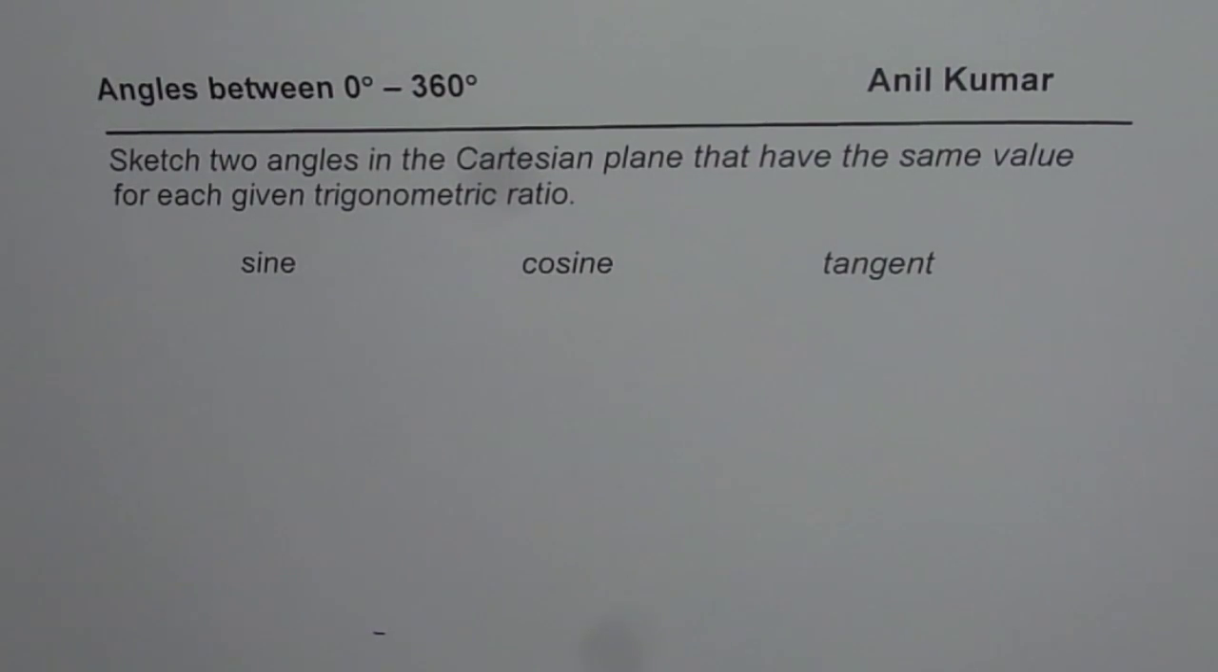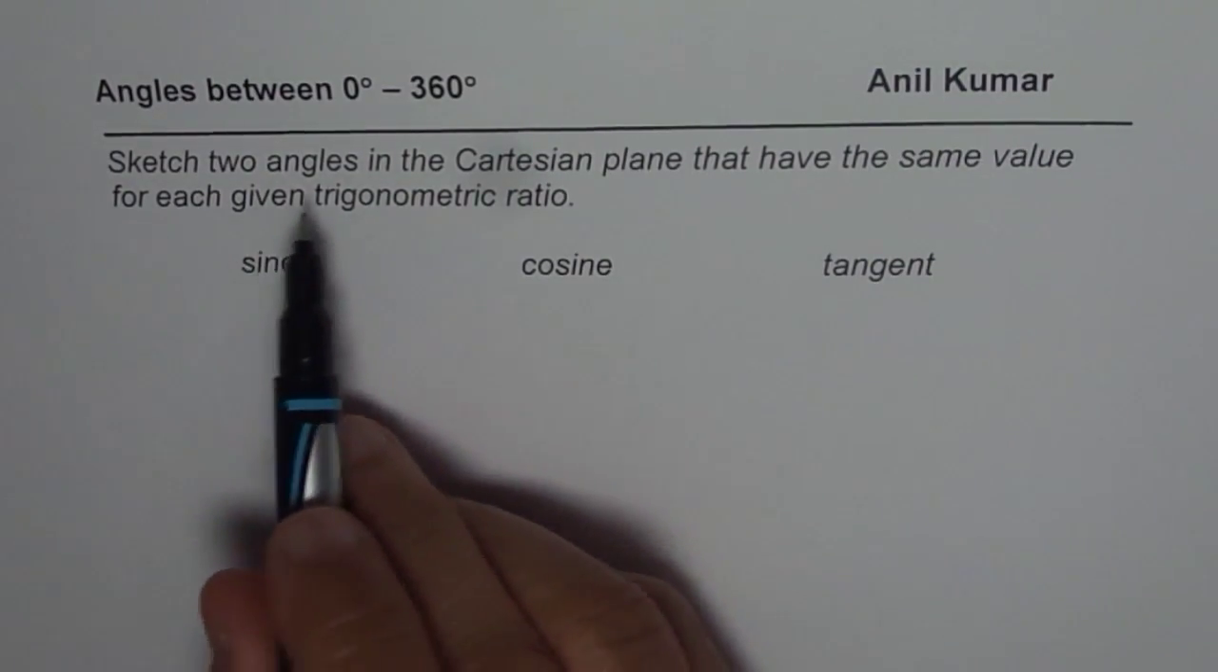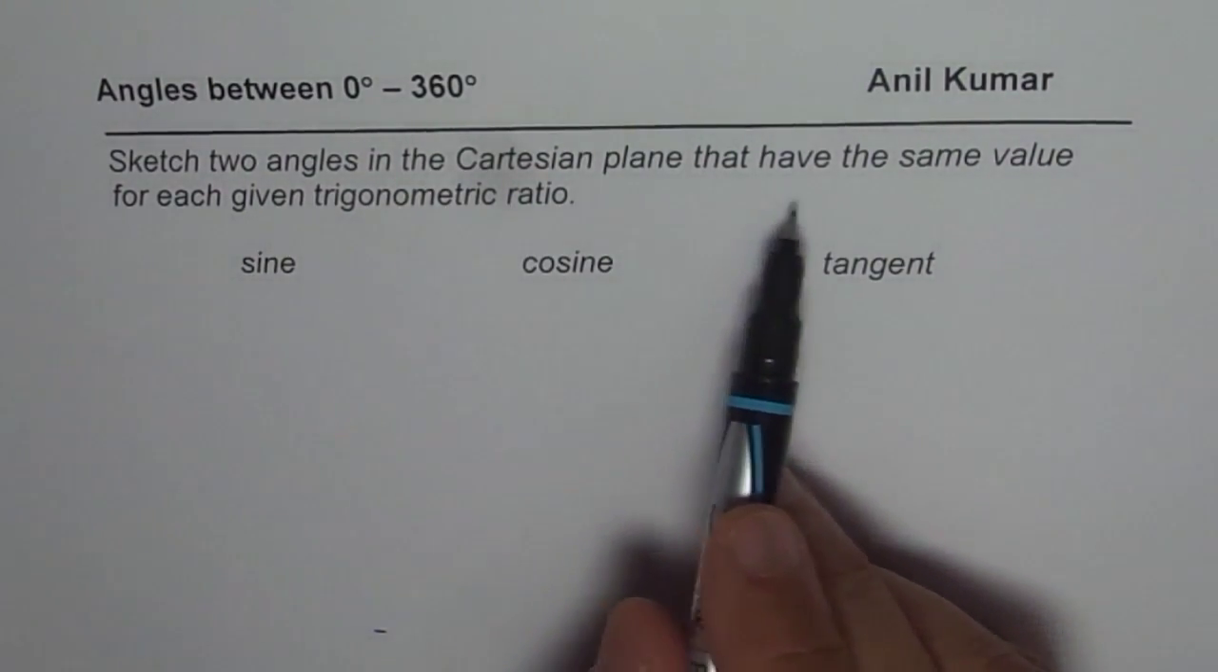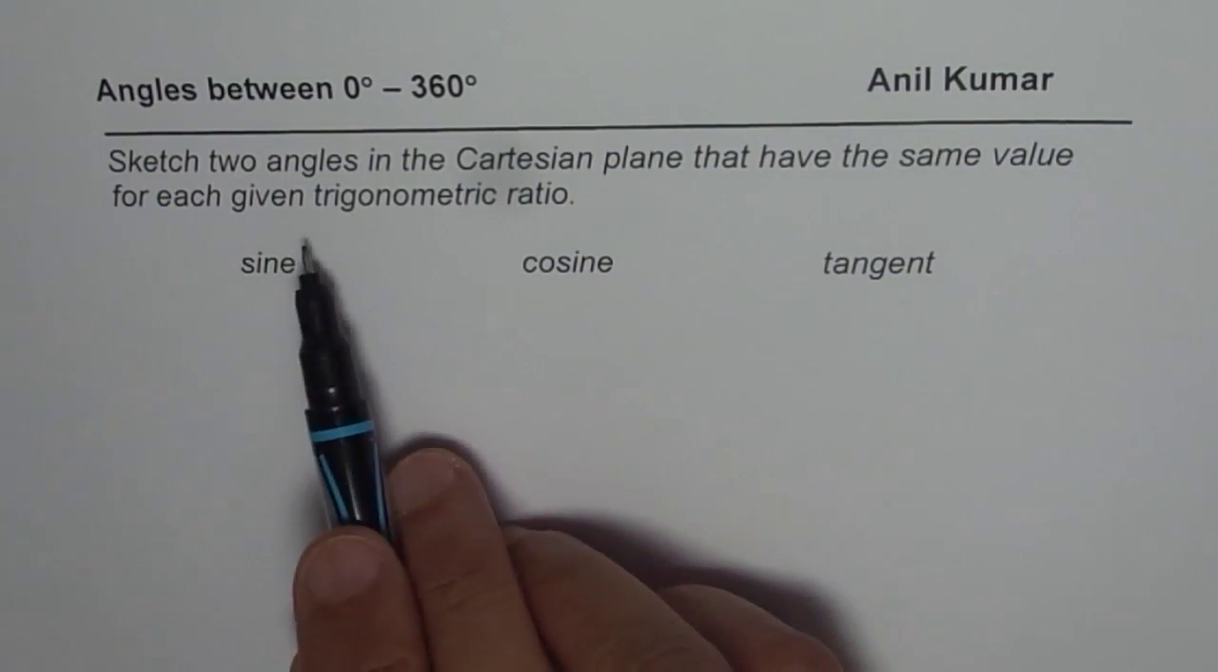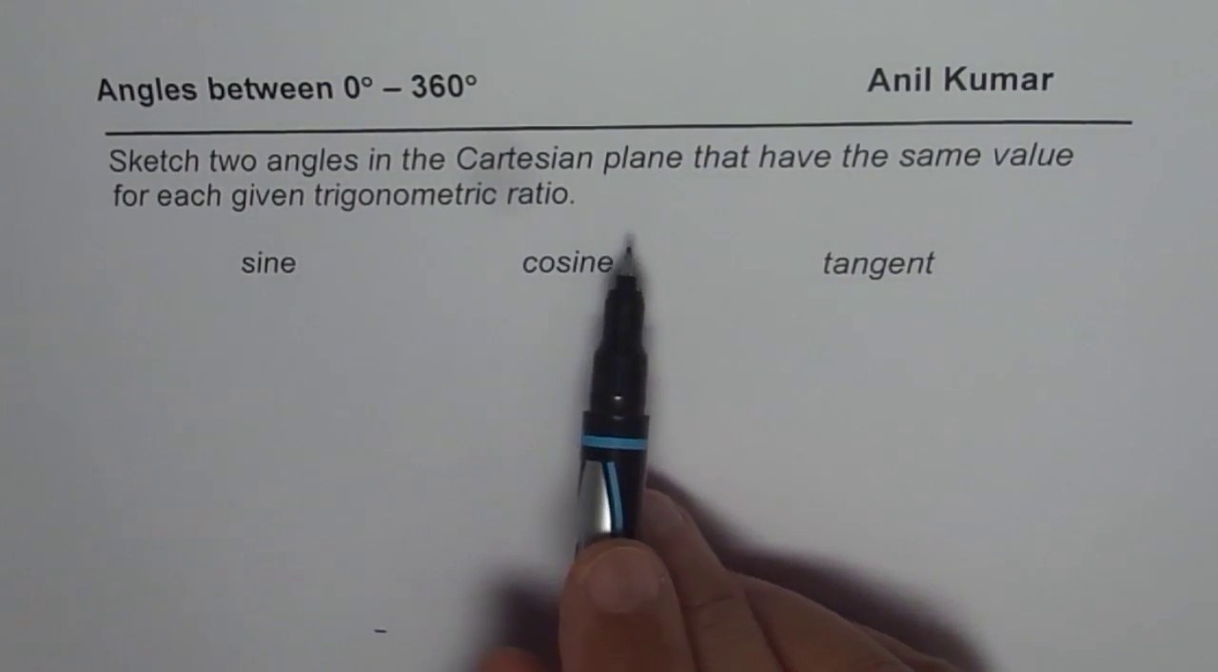I'm Anil Kumar, and now we will explore the trigonometric ratios in Cartesian plane. We are considering the angles between 0 to 360 degrees, that is one full circle, right? Sketch two angles in Cartesian plane that have the same value for each of the given trigonometric ratio.